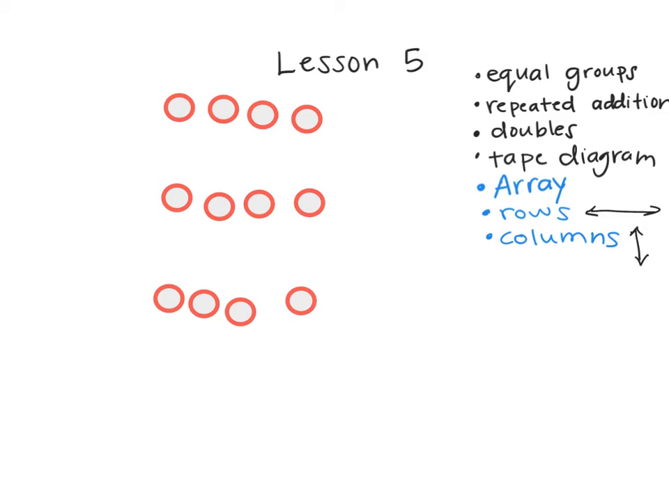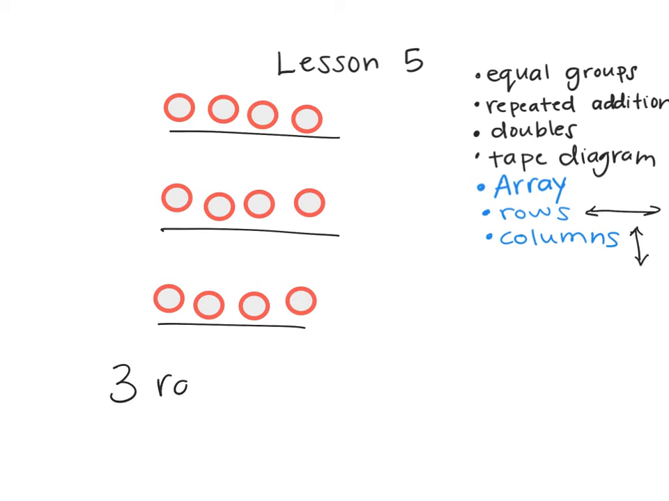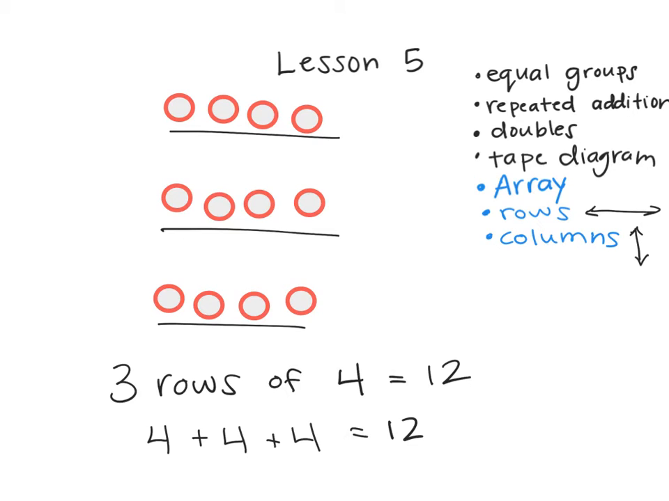So now I have a new array, and I can see here I have 3 rows of 4. That equals 12, because if I did it with repeated addition, I'd have 4 plus 4 plus 4, 3 times. 1, 2, 3. There's 3 rows, and I have 4 inside of each row. That equals 12.